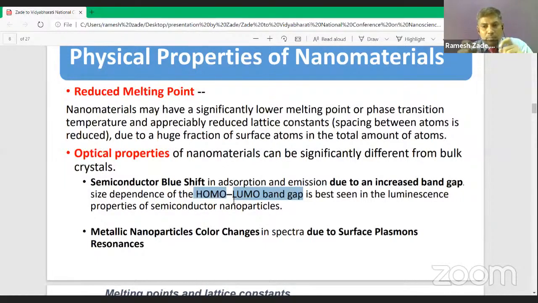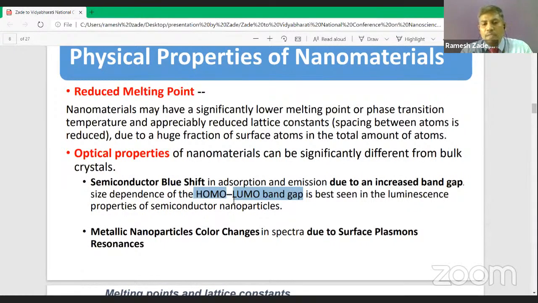Now the band gap which physicists are referring to is the outcome of this HOMO and LUMO. This HOMO stands as your valence band, and your LUMO will stand as the conduction band. And the band gap between these, what you are calling valence band and conduction band, is actually the band gap between this HOMO and LUMO.